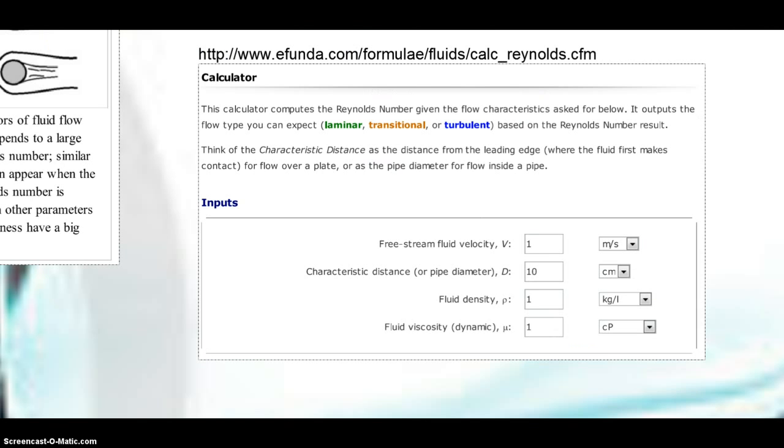Need a Reynolds number? Check out this calculator at efunda.com. This calculator computes the Reynolds number given the flow characteristics asked for. It outputs the flow type. You can expect it to be laminar, transitional, or turbulent.